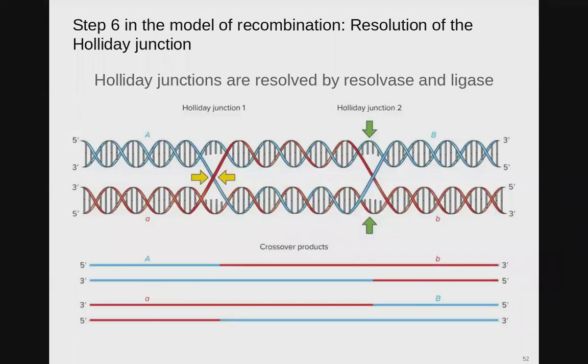And again, you can see, if we think about this genetically speaking, if we started with capital A, capital B, now we have capital A, little b. And if we started with little a, little b, now we have little a, big B. So mechanistically, this is what's going on in recombination.